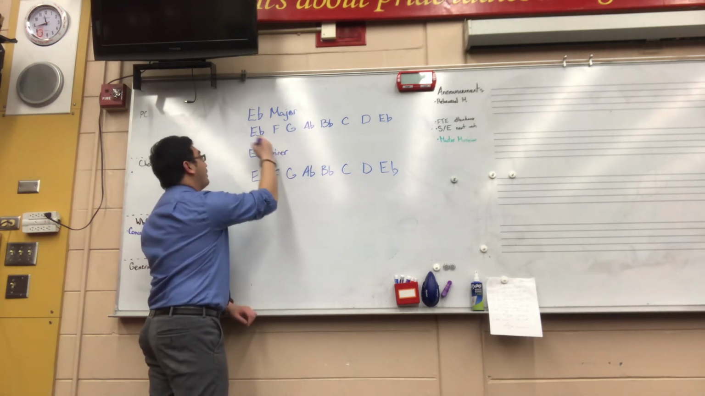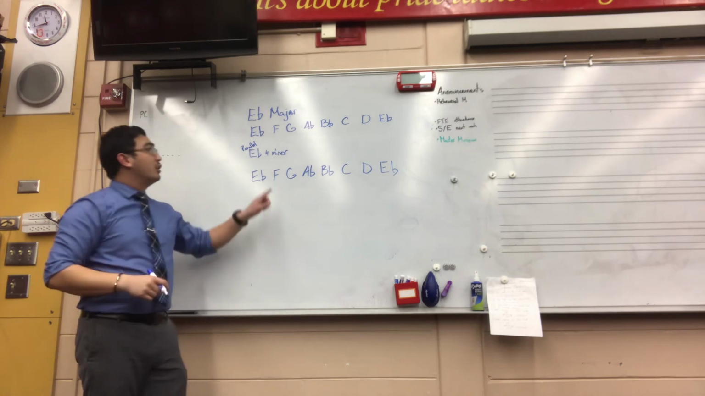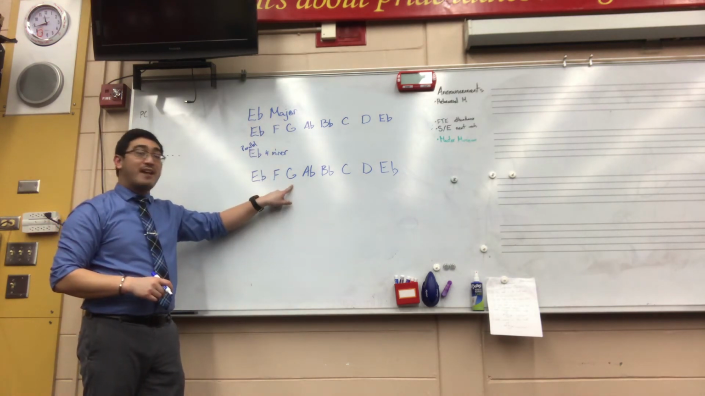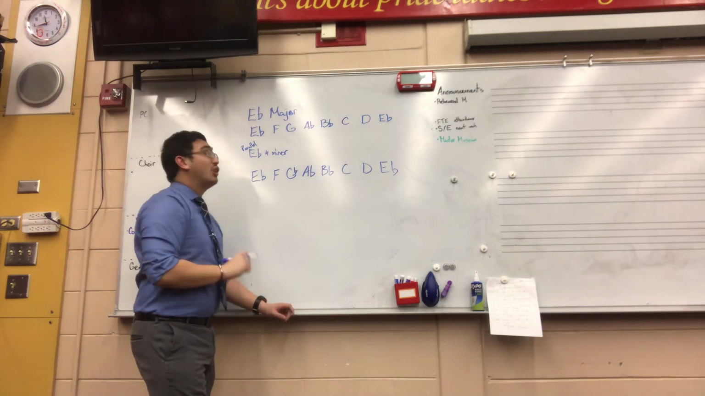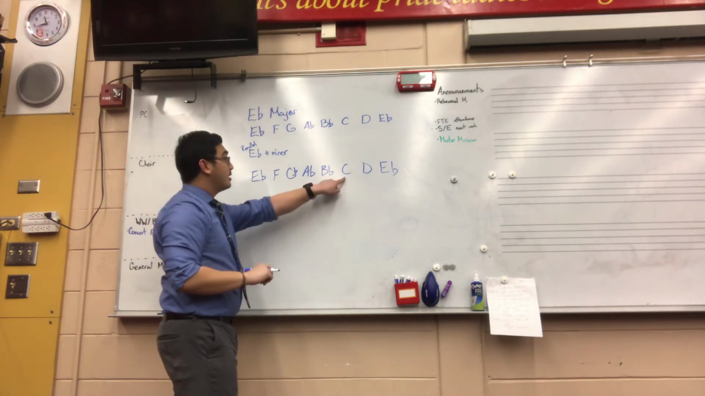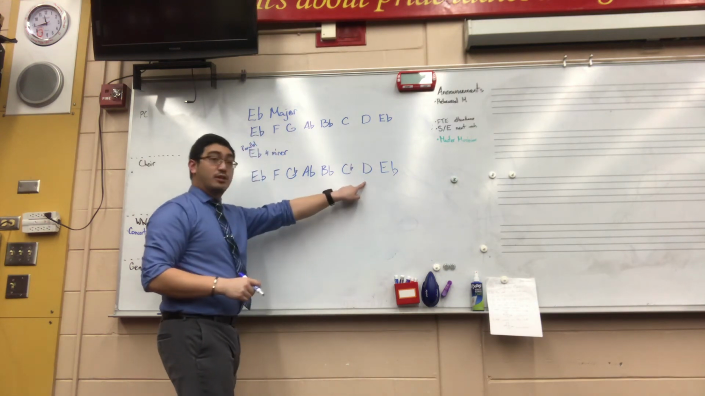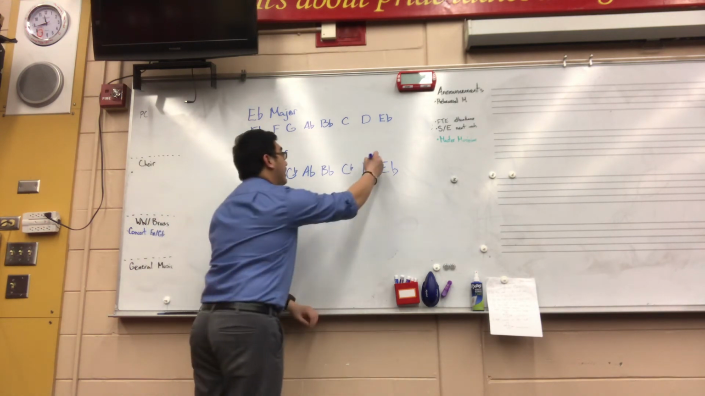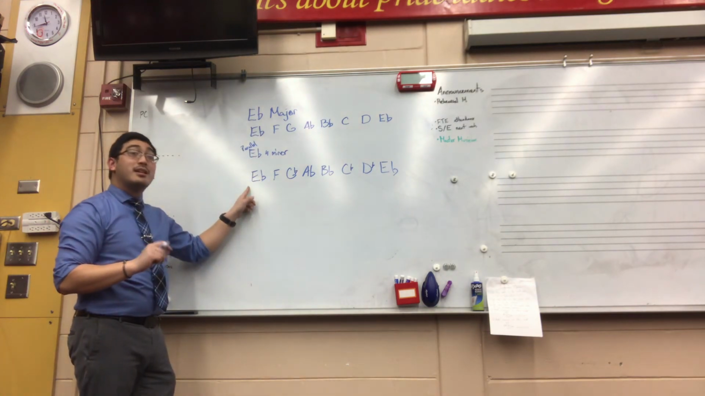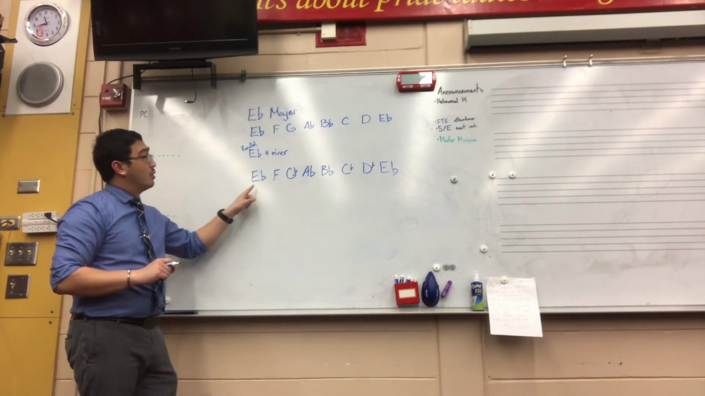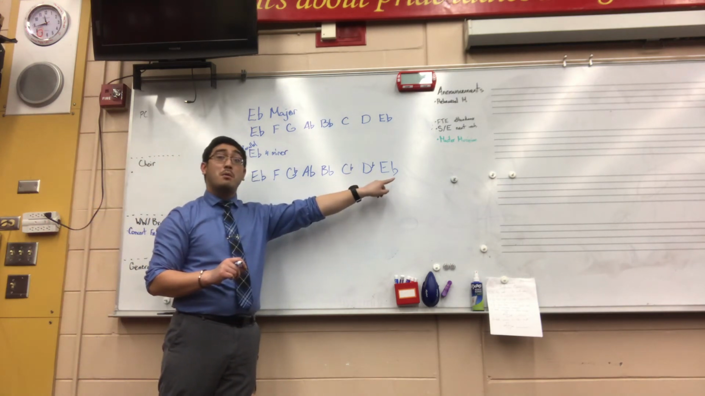So to have the natural minor form, you're going to lower scale degree 3 by a half step. G becomes G flat. Lower scale degree 6, C becomes C flat. And lower scale degree 7, D becomes D flat. Now you have the E flat natural minor. Do, re, mi, fa, sol, la, te, do.